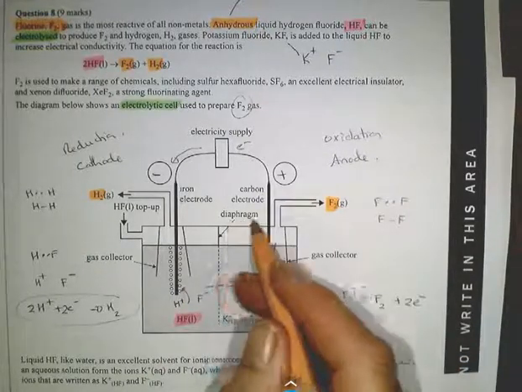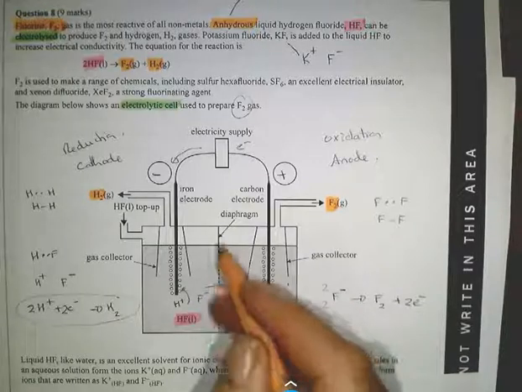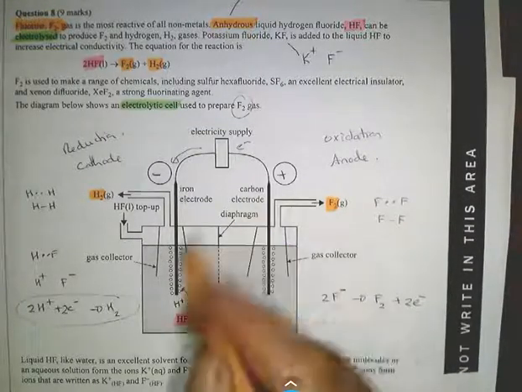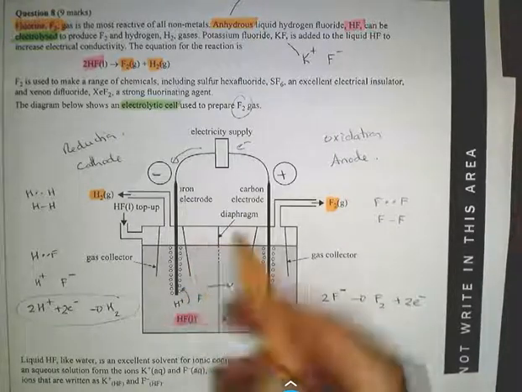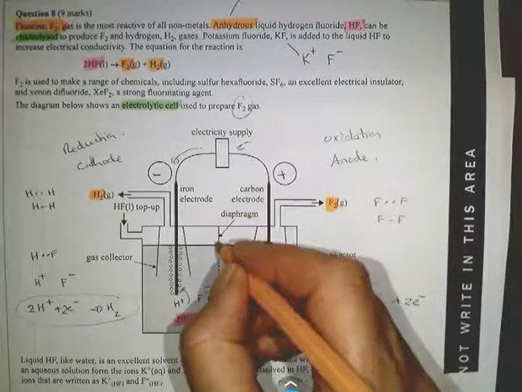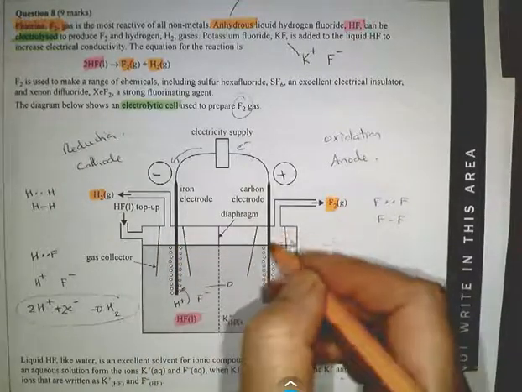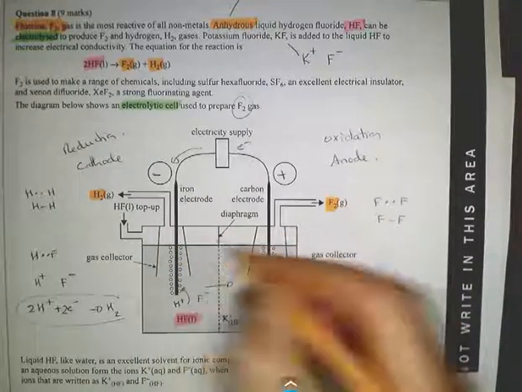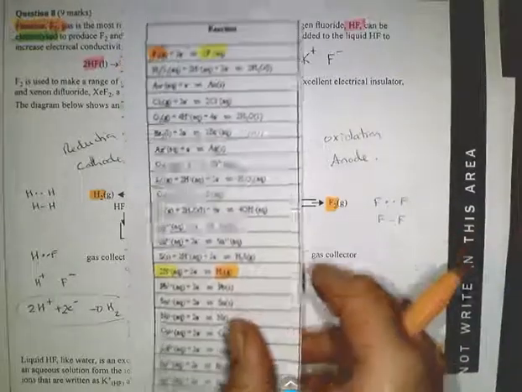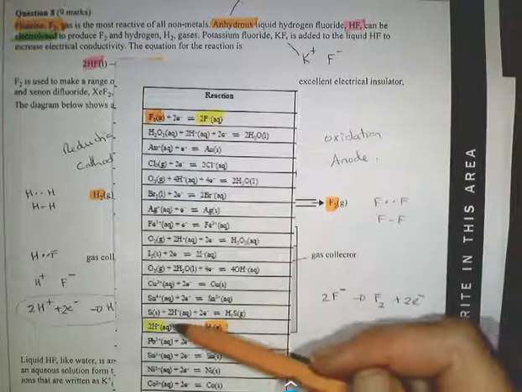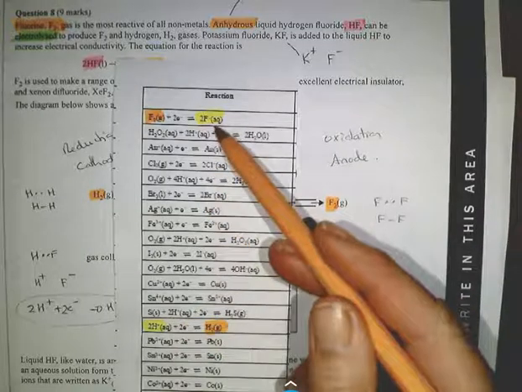This is a semi-permeable membrane, a diaphragm, so it would only let the fluorine ions pass through. You notice it's solid up here, so you're making hydrogen gas and you're making fluorine gas. So you don't want the hydrogen gas and the fluorine gas to mix. So even without looking at the electrochemical series, we've been able to work out the two reactions.